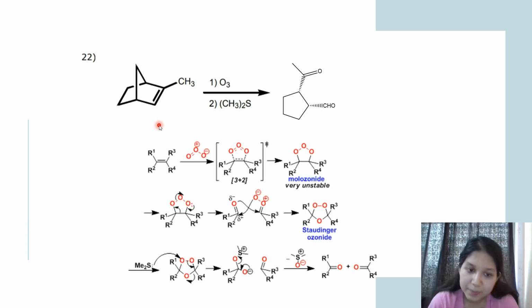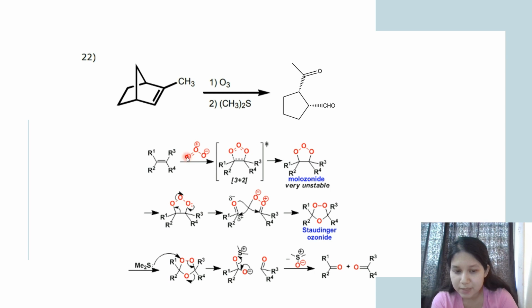Let us take an example of this alkene, which is tetrasubstituted. Okay, just ignore the substituents. You just observe how the carbon-carbon double bond is reacting with ozone, what kind of intermediates are formed in the course of the reaction, and what are the final products that you get. So let us start the mechanism. This alkene, which is tetrasubstituted, will react with ozone. This is the ozone molecule, okay?